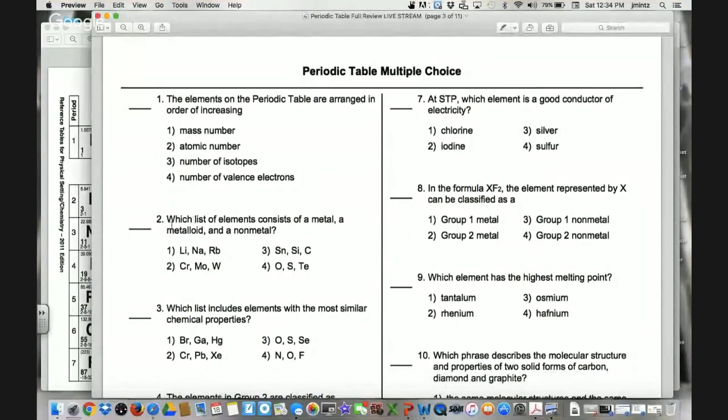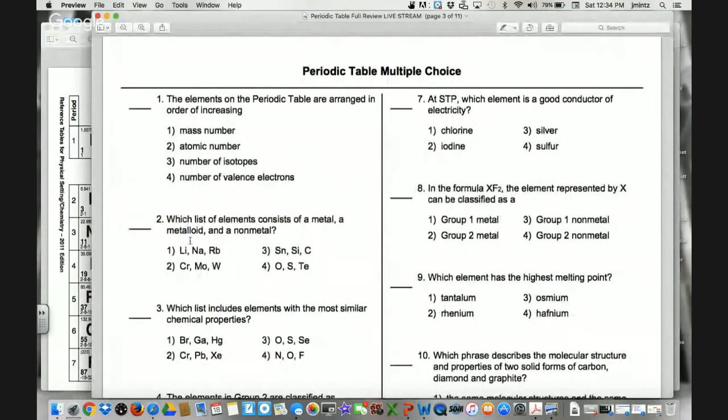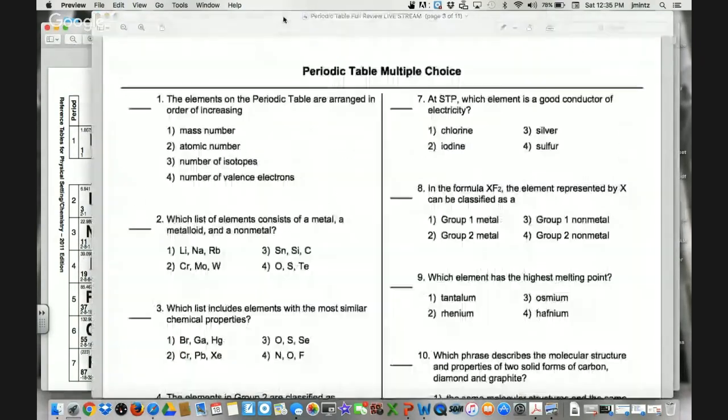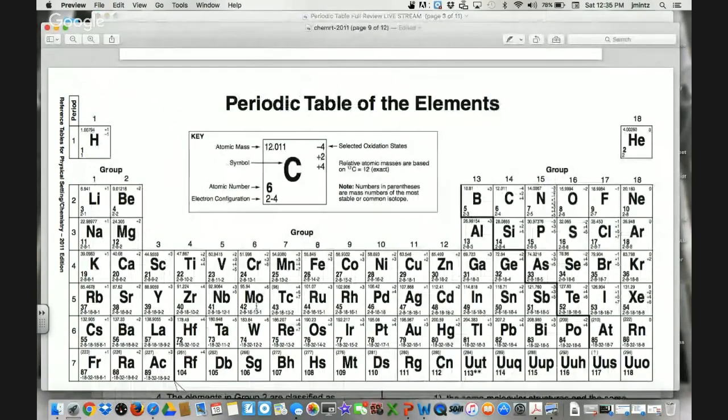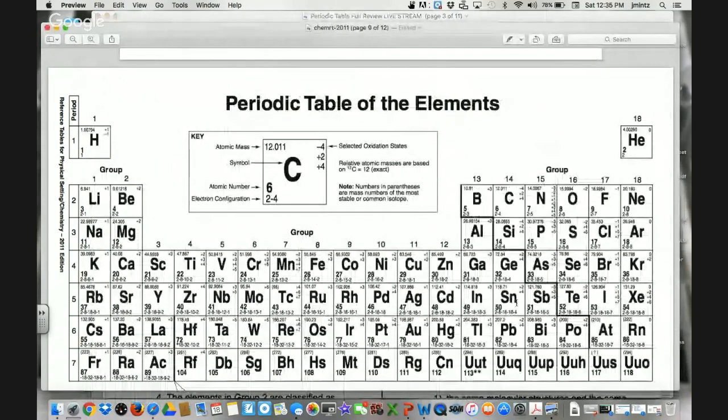Number 2: which list of elements consists of a metal, a metalloid, and a nonmetal? Again, make sure you know the metalloids, because those are going to be important in trying to determine whether something is a metal versus a nonmetal. I'm going to go back and forth between this and my table. Lithium is here, so that's a metal. Sodium, right underneath it, is also a metal. So we can cross off this one because there is more than one metal in there. Let's look at number 2. Cr, metal. Mo, underneath that, is also a metal, so we can get rid of that one. Let's look at Sn, which is here, so that's a metal.